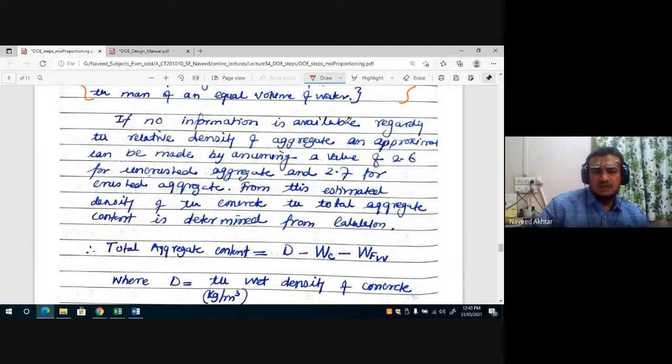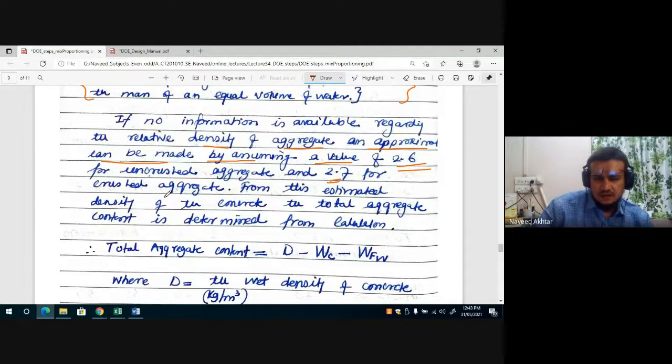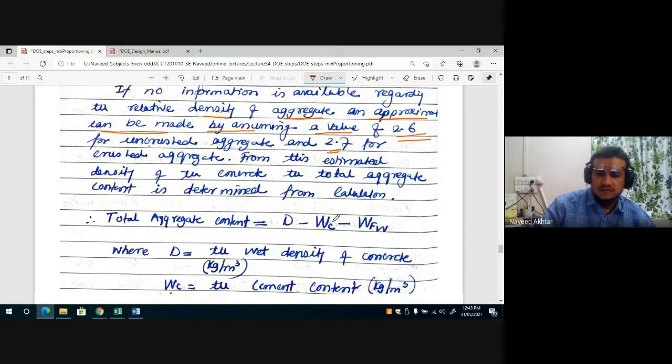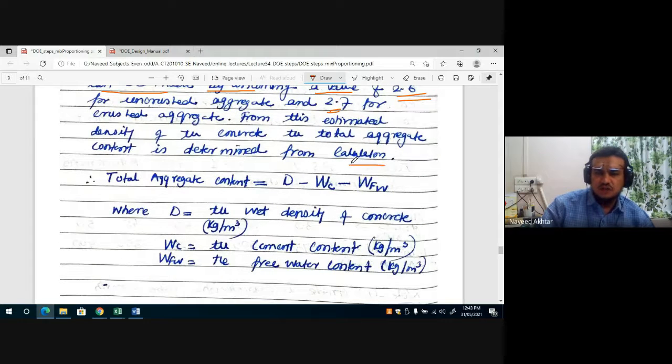If no information is available regarding the relative density of aggregate, an approximate value can be assumed: 2.6 for uncrushed aggregate and 2.7 for crushed aggregate. For this estimated density of the concrete, the total aggregate content is determined from the calculations. So you have to find out the total aggregate content.